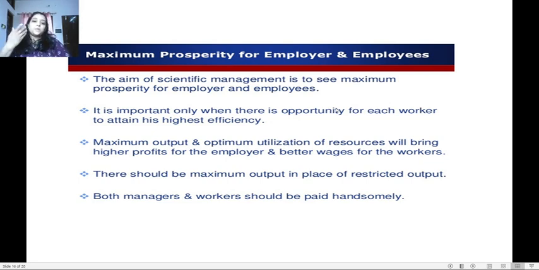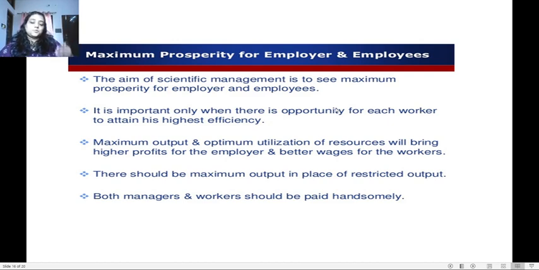Why? Because it will increase my efficiency, it will increase my productivity, and indirectly it will help me to earn more wages as an individual. But as an organization, my productivity will increase, so my organization target will also increase in this way, right? Both managers and workers should be paid handsomely. यही मेन रीजन है why the workers are not working in the organization productively, because they are not being paid properly. So proper payment of wages should be done in an organization.